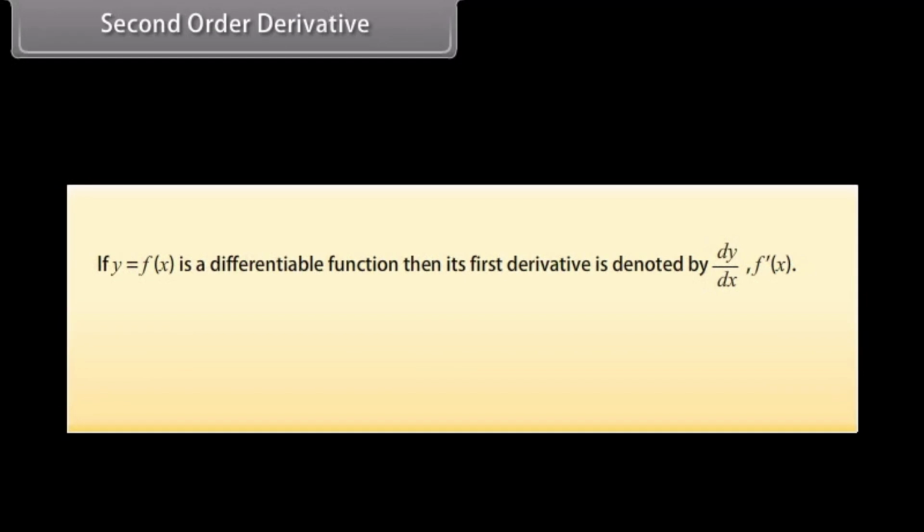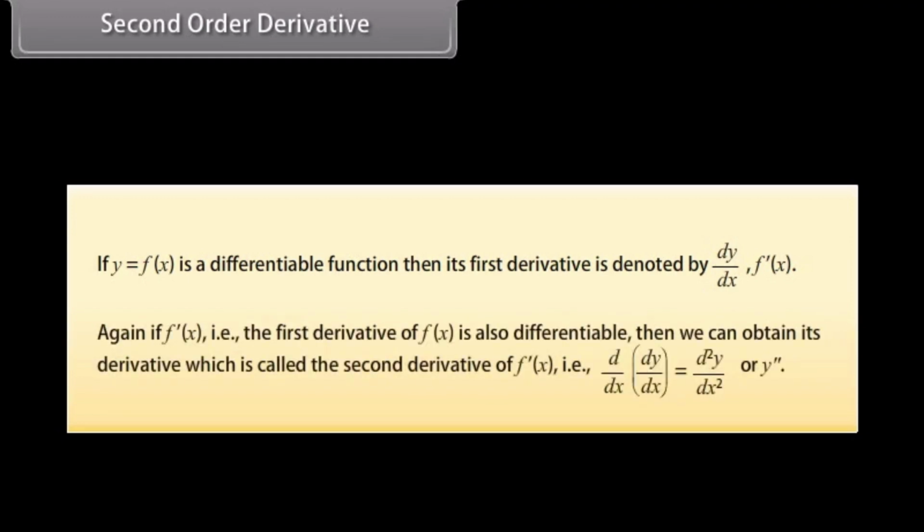Second order derivative. If y is equal to f of x is a differentiable function, then its first derivative is denoted by dy by dx, f dash x. Again, if f dash x, that is, the first derivative of f of x is also differentiable, then we can obtain its derivative, which is called the second derivative of f of x, that is, d by dx of dy by dx is equal to d2y by dx square or y double dash.